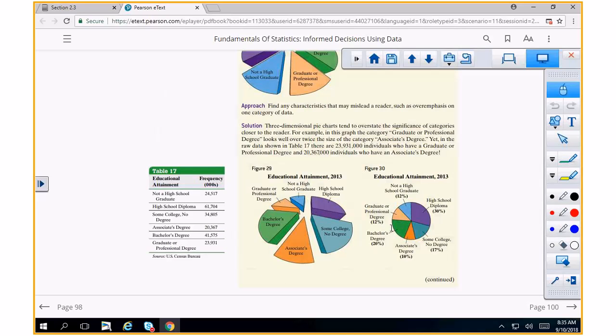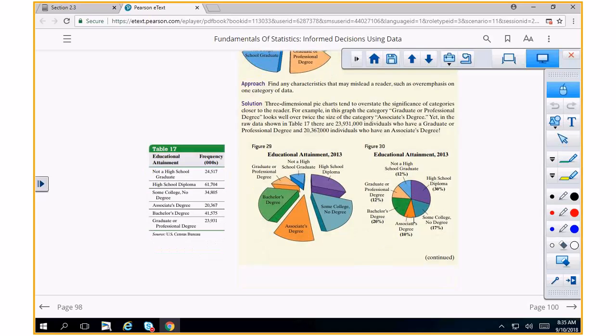Look at this one. 20 and 10 is 30, 50, 60, 70. That looks like it's over. Well, go ahead and add it up and see. Add it up right quick.